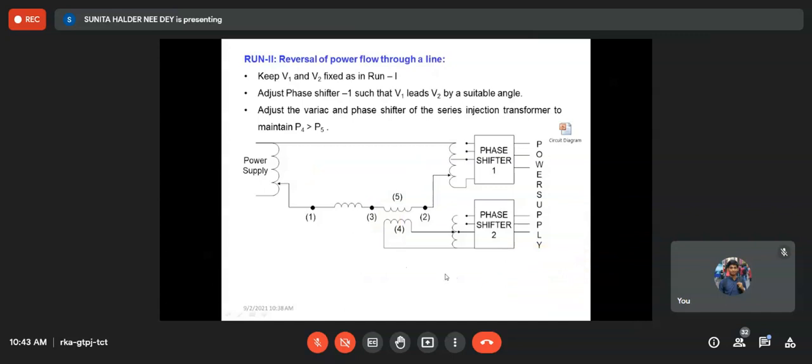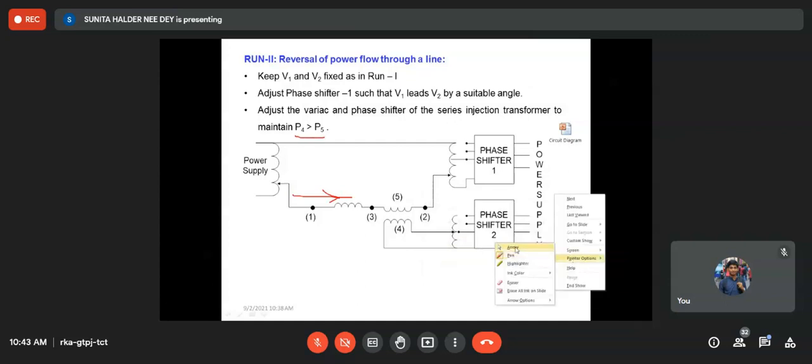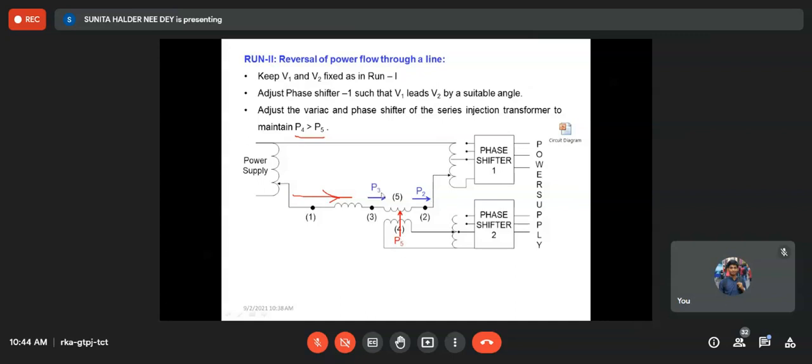Then next is run 2. Run 2 is the same, only with reversal of power flow. Here the voltages are kept fixed, but the phase shifter is adjusted in such a way that V1 leads V2. V1 leading V2 means now power is flowing in this direction. And again P4 is maintained greater than P5, so voltage is injected, power is injected. At P2, power is going towards 2, and P5 is injecting, and from P3 at point 3 power is incoming. So what is the net power obtained at node 2? P3 plus P5, on the condition that power is flowing in this direction. So the power balance equation should be P3 plus P5 equal to P2.